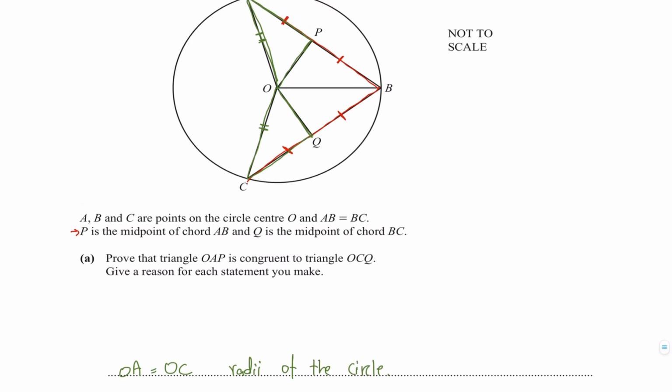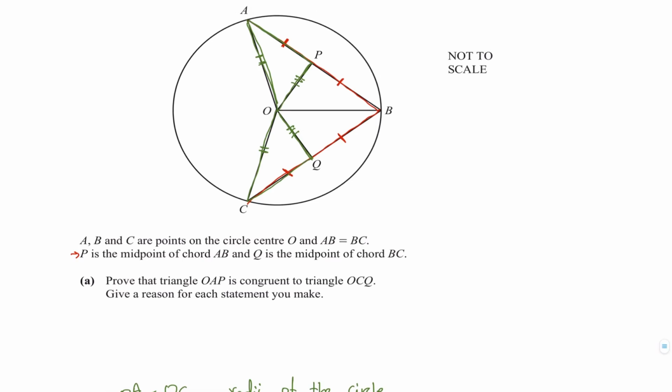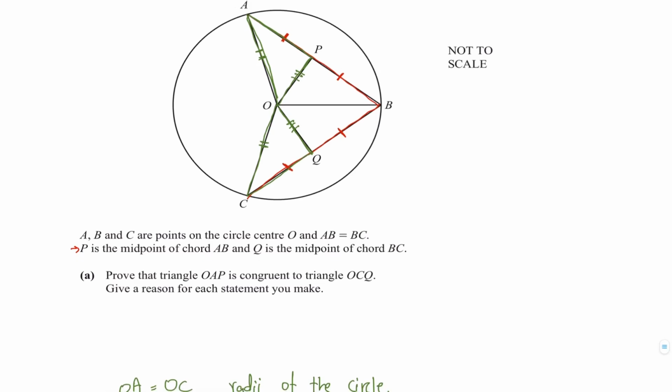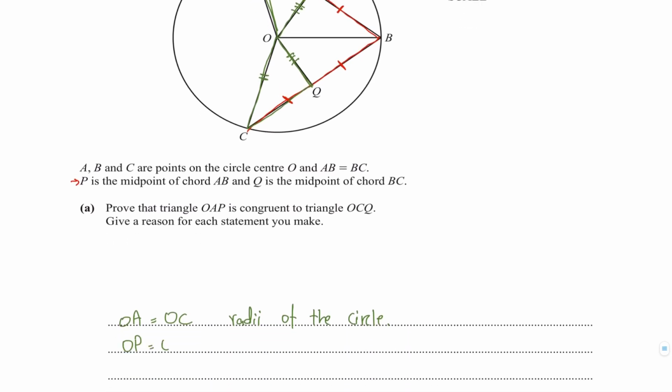Now another thing to note here is that OP is going to be equal to OQ, and the reason for that is that the two chords that we have, AB and BC, they're equal in length. So when we have two equal chords, they're going to be equidistant from the center. So we're going to write just that OP is going to be equal to OQ. Why? Because we have equal chords that are equidistant from the center.